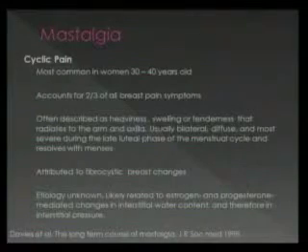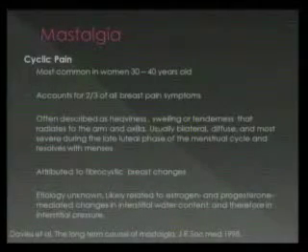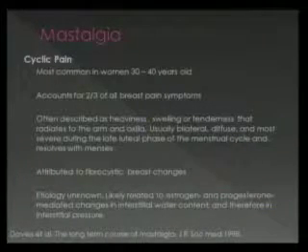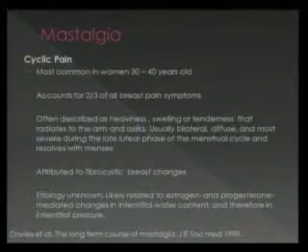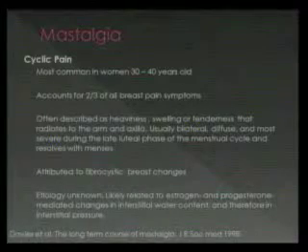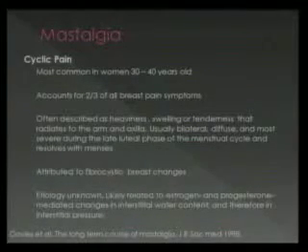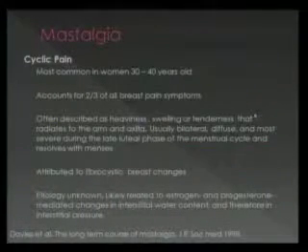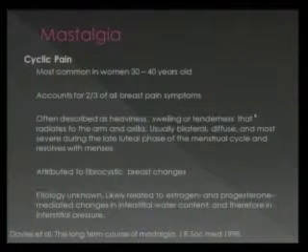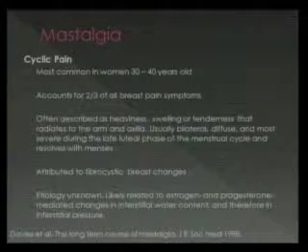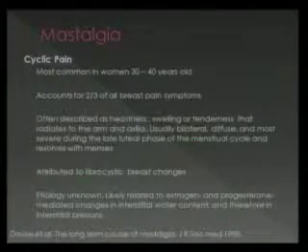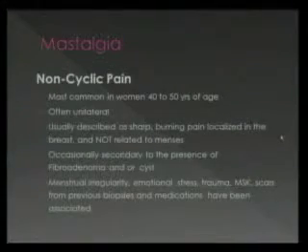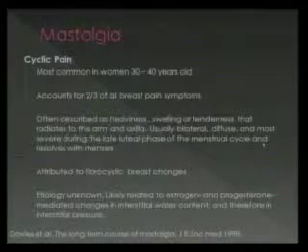This can be attributed to fibrocystic breast changes, as we talked about earlier. The etiology is unknown, but it's likely related to the estrogen and progesterone changes and the interstitial water content, like we talked about earlier. This requires no specific evaluation and is managed symptomatically with NSAIDs. A variety of other treatments have been proposed, including bromocriptine, vitamin E, and primrose oil, but these treatments have not been proven to be statistically significant.